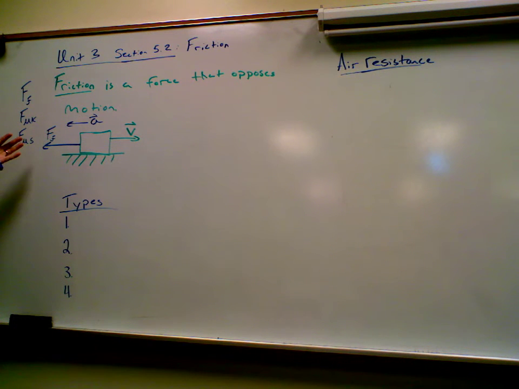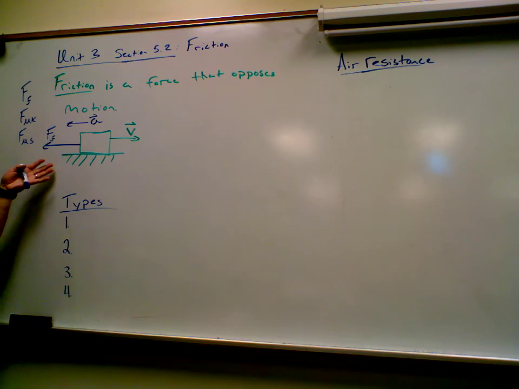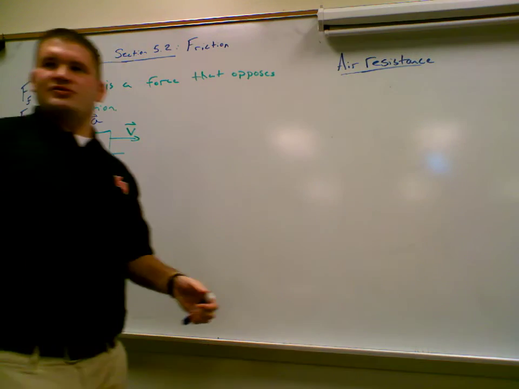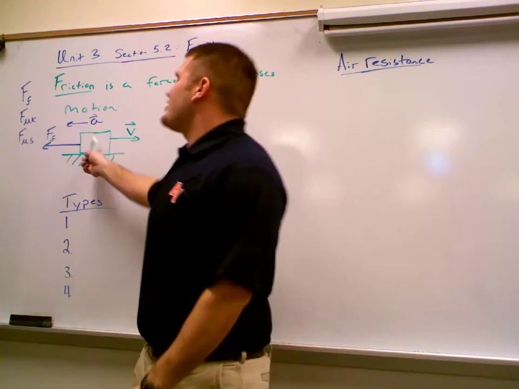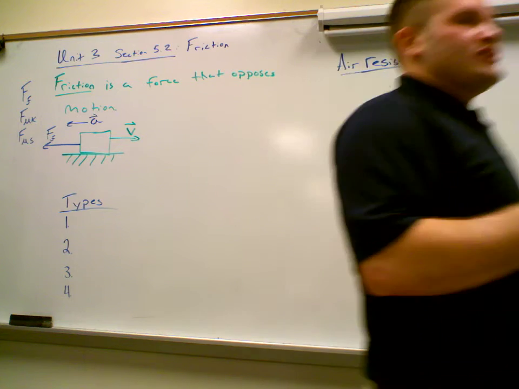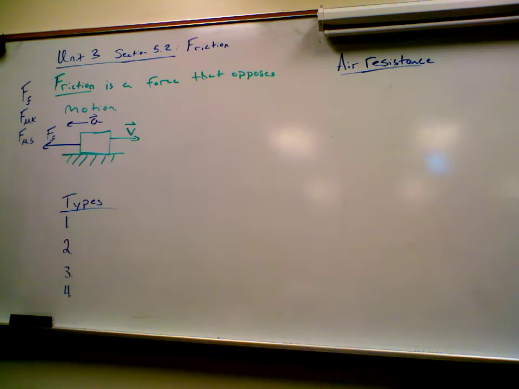Now, is a block sliding across a table the only type of friction? Nah. Well, this is sliding friction, or kinetic friction. That's one type of friction. Another type of friction is stationary friction.